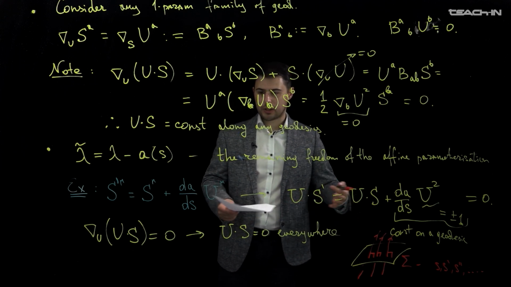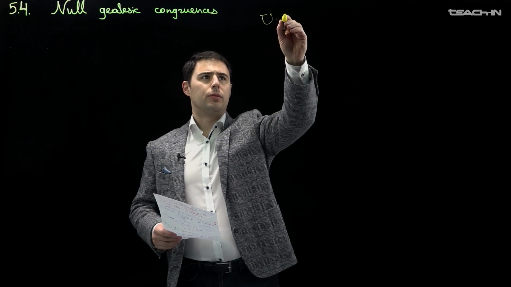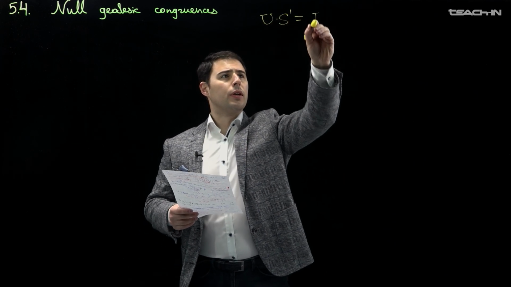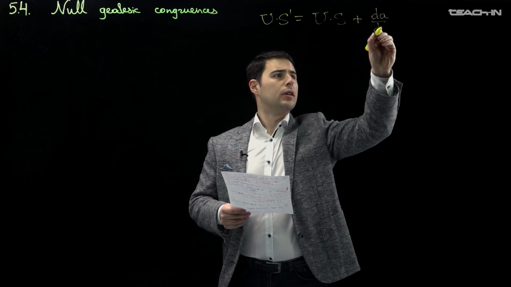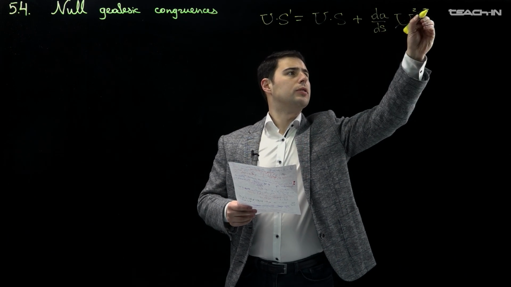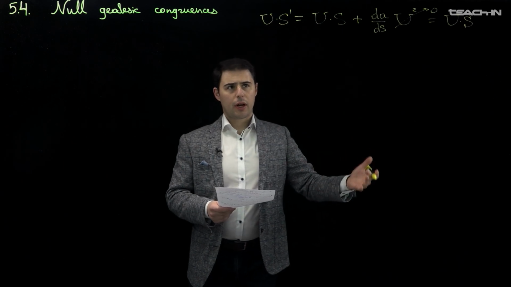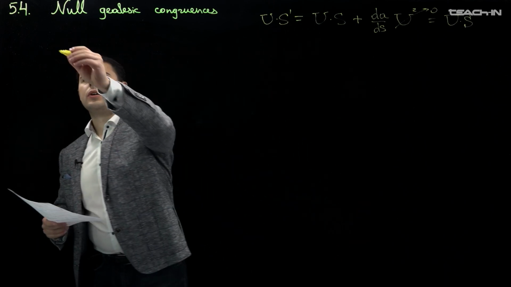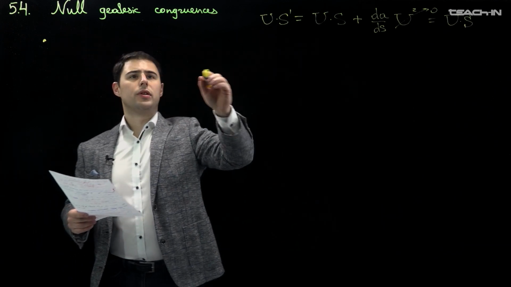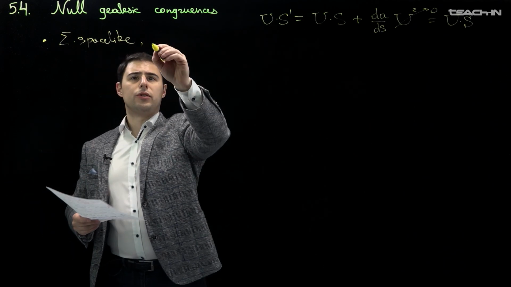And of course, we would like to extend such construction to the null case, because it is the null hypersurfaces that strongly resemble the horizon. For null geodesic congruences, the previous trick doesn't work, because u times S plus dA/ds u squared is always 0. So the shifts of origin cannot fix u times S. Instead, we will do the following construction. First of all, let sigma be space-like and intersect the geodesics.